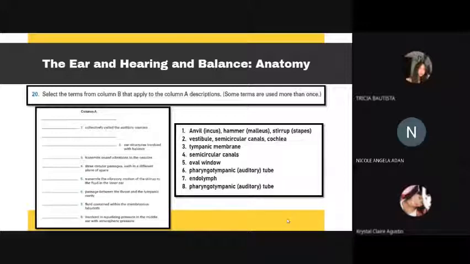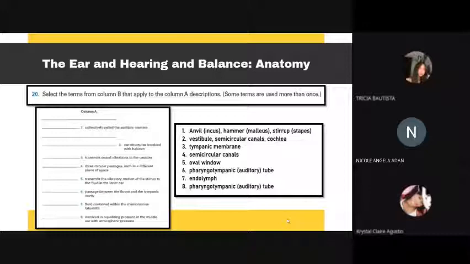Number 3, transmits sound vibrations to the ossicles is the tympanic membrane. Three circular passages, each in a different plane of space, is the semicircular canals. Transmits the vibratory motion of the stirrup to the fluid in the inner ear is the oval window. The passage between the throat and the tympanic cavity is the pharyngotympanic or auditory tube. The fluid contained within the membranous labyrinth is the endolymph.